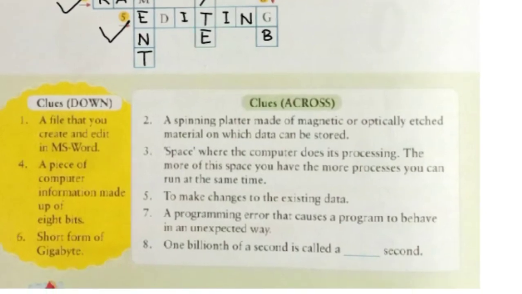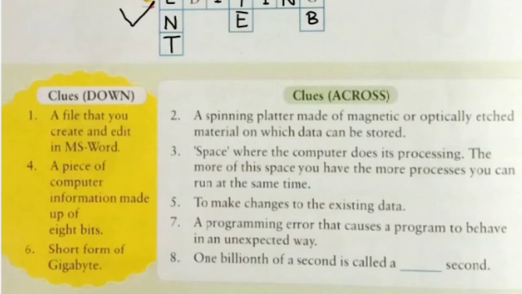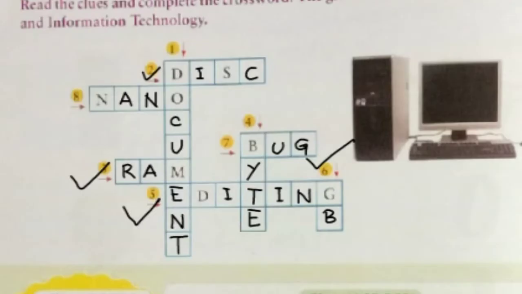A programming error that causes a program to behave in an unexpected way. Do you know what is it called? Sometimes we call that our system is corrupted. That is actually bug. So please fill that word. Okay, now let's see our last one. 1 billionth of second is called a dash second. Yes, it is called nanosecond. So scholars, this exercise is also completed. Now let's see our next one.